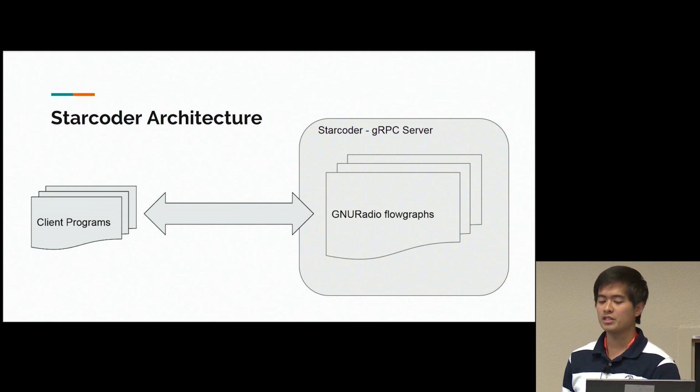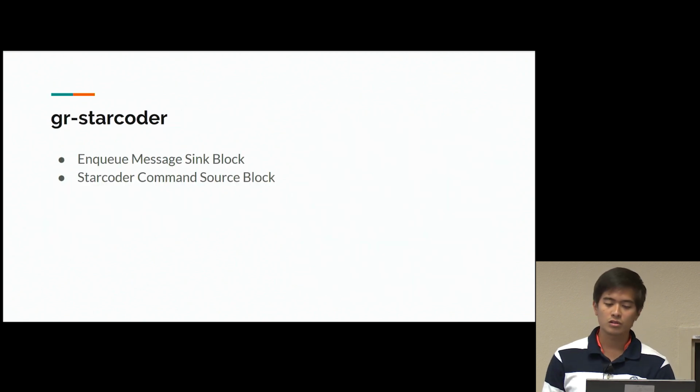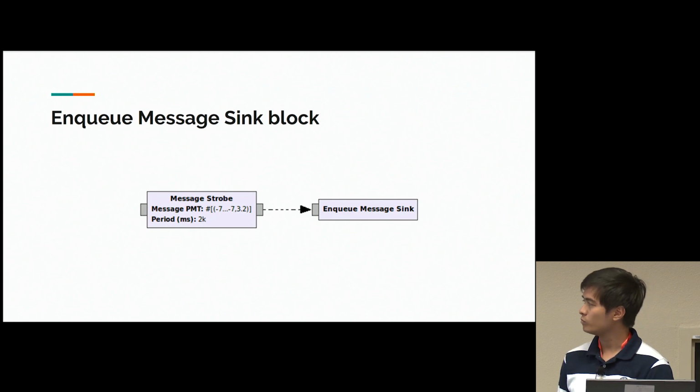Now, I mentioned that these PMT messages are constantly being sent directly to and from the flow graph. What does this look like on the flow graph side? So Starcoder actually provides two blocks for this, the Enqueue Message Sink block and the Starcoder Command Source block, which are contained in an out-of-tree module called gr-starcoder, which is in the same repository as Starcoder.